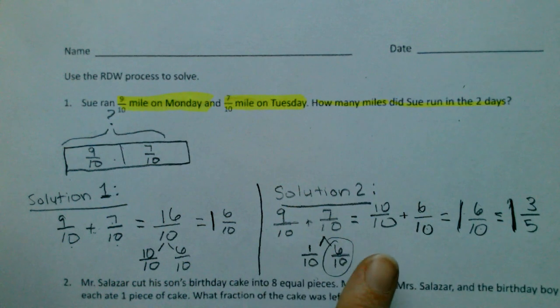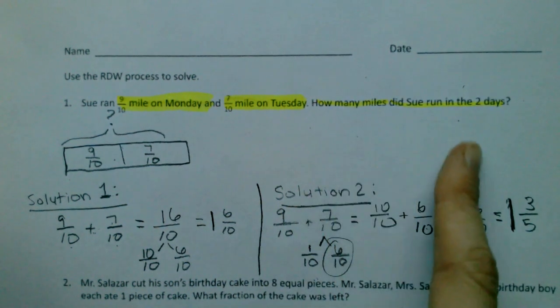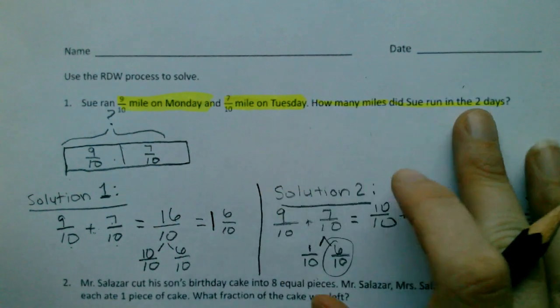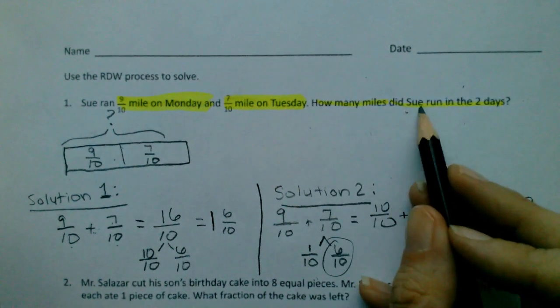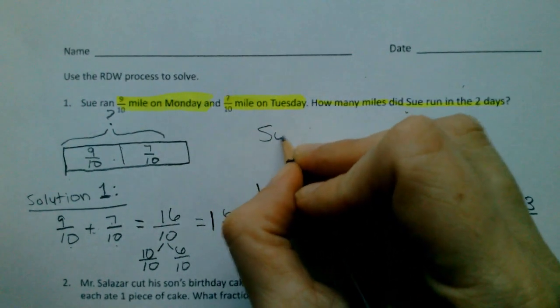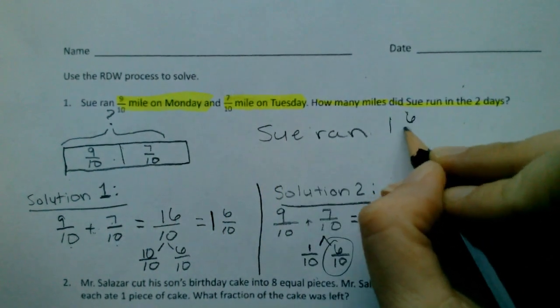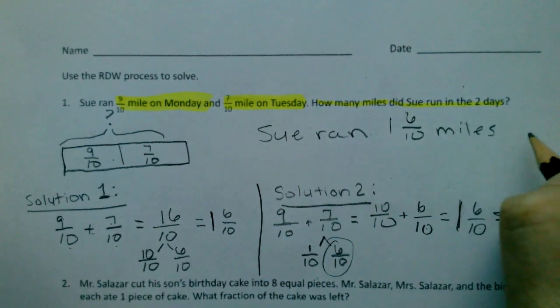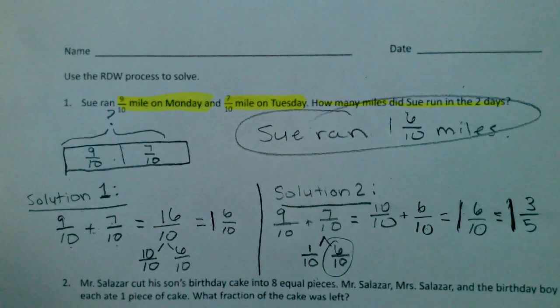Now that we have the answer, we want to write our total in a sentence that answers the question that we were given originally. We were asked about how many miles did Sue run in 2 days. So we can say Sue ran 1 and 6/10 miles. And we'll circle that because that's our answer.